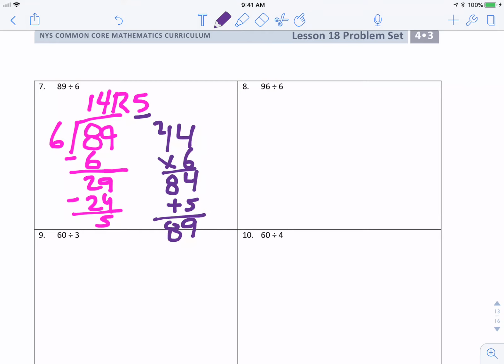You should never, ever get a division problem wrong again because you now know how to check your work, and you need to always check to make sure that you're correct. So go ahead and finish the rest of the problem set.